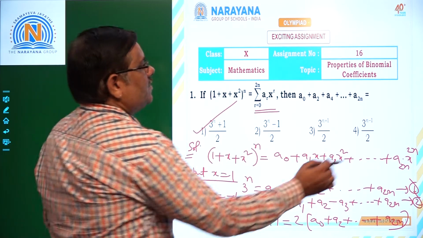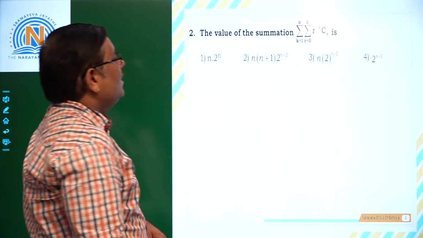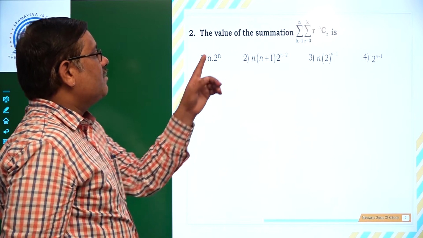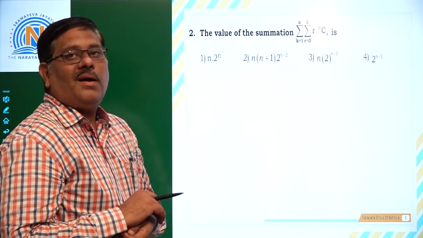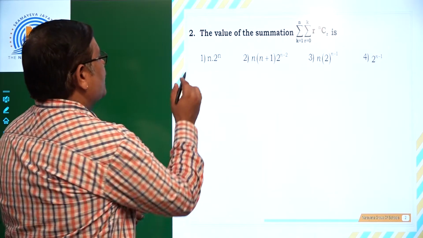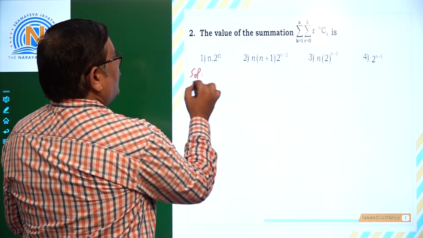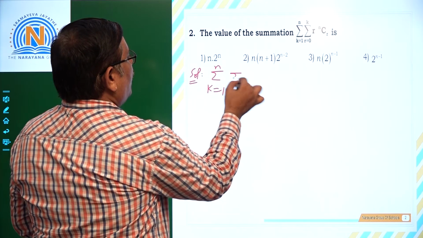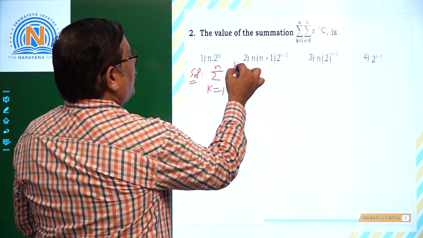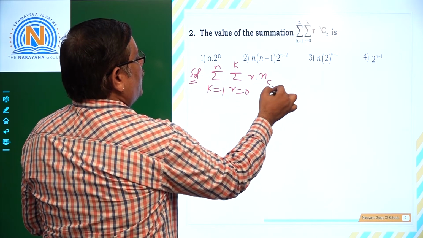Okay. Now let us see the next question. The value of the summation, sigma k is equal to 1 to n, sigma r is equal to 0 to k, r into nCr, is. Interesting question. Sigma k is equal to 1 to n, sigma r is equal to 0 to k, r into nCr.